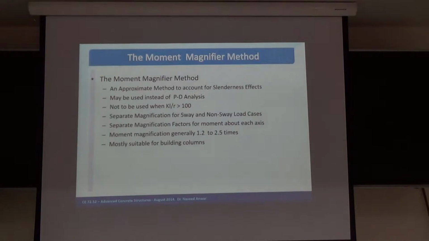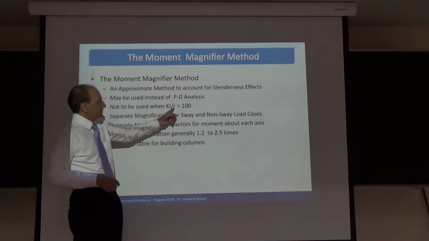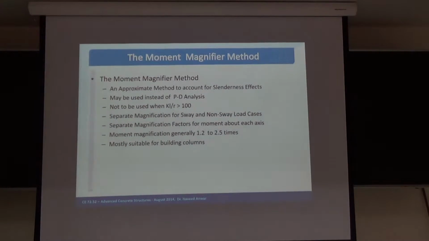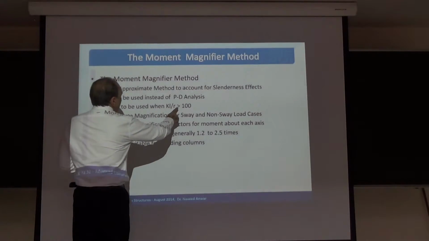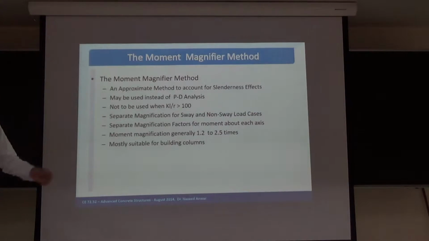This is actually trying to govern the area at the center of the section within which, when bending occurs, no tension occurs. If the load is within that area, then it will not cause tension generally. So that radius of gyration is put here, and normally it is 0.3 of the cross-section size for rectangular, 0.25 for circular, and so on. So you divide by that. If KL over r is more than 100, then you cannot use the approximate method. You must use P delta.